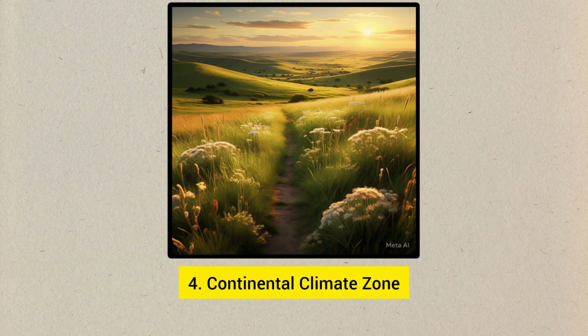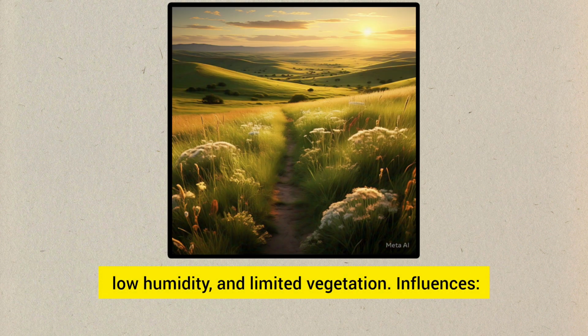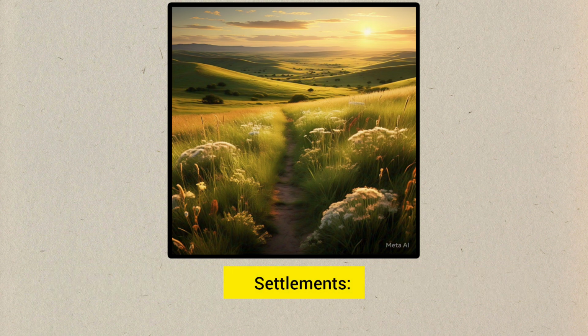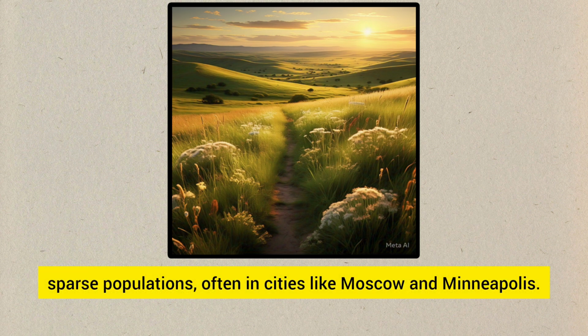4. Continental climate zone. Large temperature fluctuations, low humidity, and limited vegetation influences agriculture. Challenging due to harsh winters and short growing seasons. Settlements. Sparse populations, often in cities like Moscow and Minneapolis.